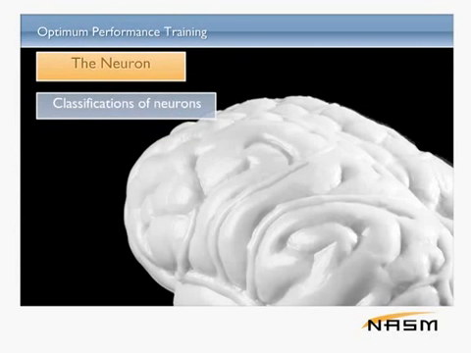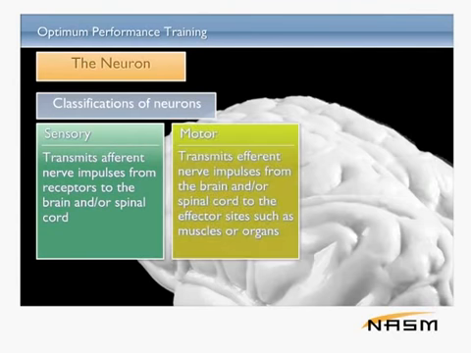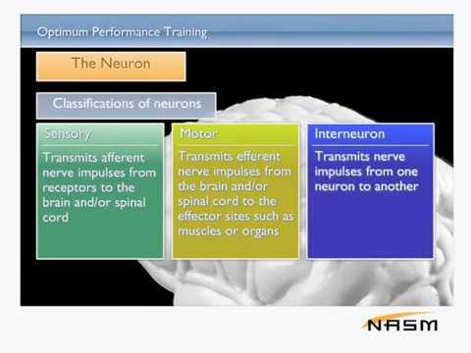There are three main functional classifications of neurons determined by the direction of their nerve impulses. Sensory or afferent neurons transmit nerve impulses from receptors in tissues, for example muscles, to the brain and/or spinal cord. Motor or efferent neurons transmit nerve impulses from the brain and/or spinal cord to the effector sites such as muscles or organs. Lastly, interneurons transmit nerve impulses from one neuron to another.